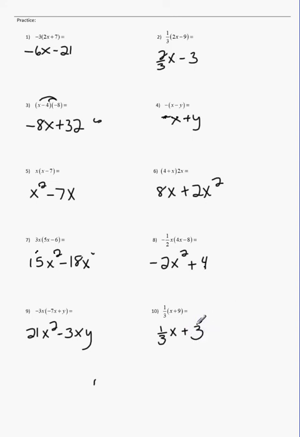If you did not get any of these or all of these correct, go back and check your answer. If you are having difficulty, go back and look at the front of your notes, and if you need help, make sure you come and ask. So that's the distributive property, and get started.